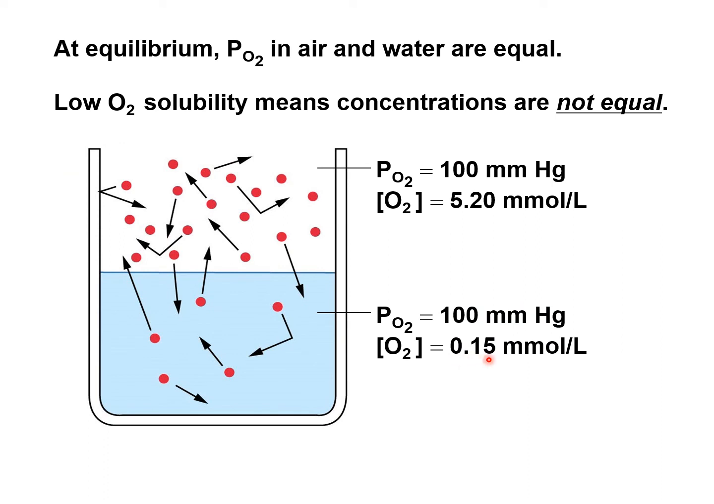So if you take 0.15 and divide it by 5.2, you get a number of 3%, 0.03. If you multiply 5.2 times 0.03, you'll get 0.15. Okay? So even though they have identical pressures, here's 100 millimeters of mercury, 100 millimeters of mercury, they're in equilibrium, we're losing oxygen as fast as we're gaining it, we still only see 3% of the overall molarity that we see in the atmosphere.